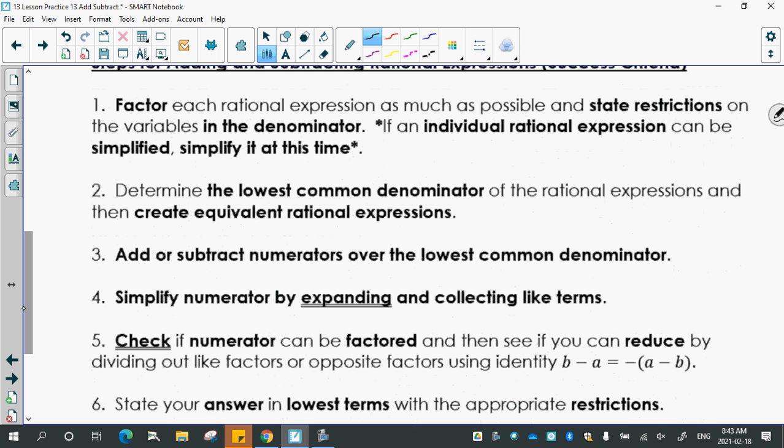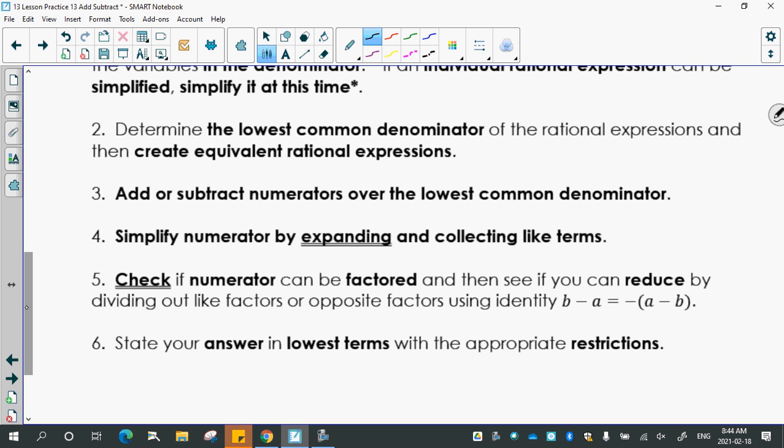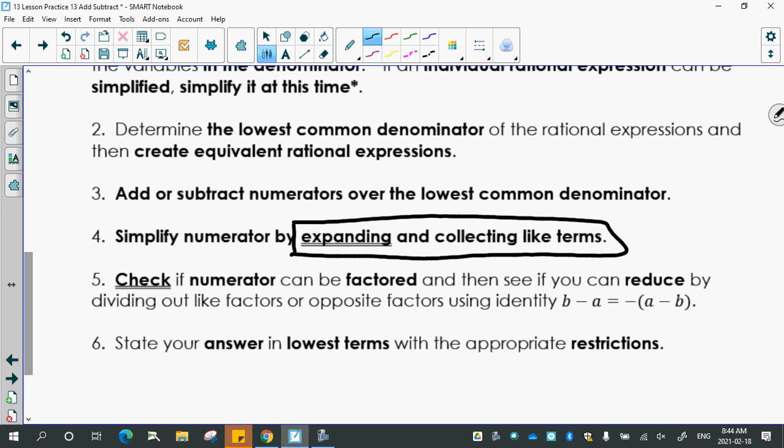Second step, determine the lowest common denominator of the rational expressions and then create equivalent ones. So figure out what your common denominator is and then multiply the numerators accordingly. Add or subtract the numerators over the common denominator. Simplify the numerator by expanding and collecting like terms. That's way different from anything we've done in this unit so far. We've always factored. Now we're going to expand in the numerator and collect like terms. Once we've done that, we're going to check if the numerator can be factored after we've expanded and simplified. Is it something that can be factored or it can't be?